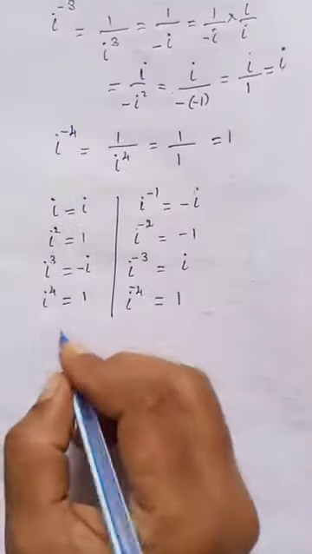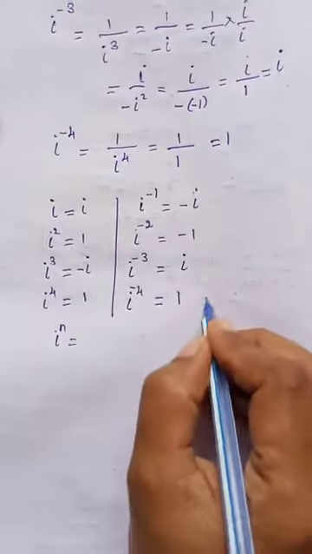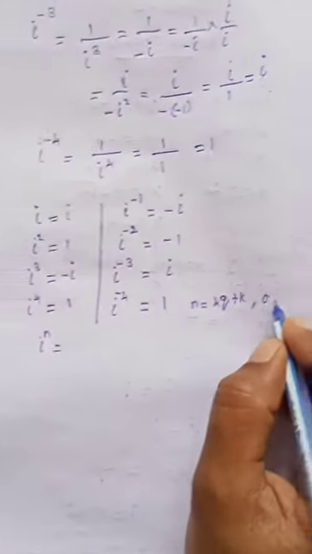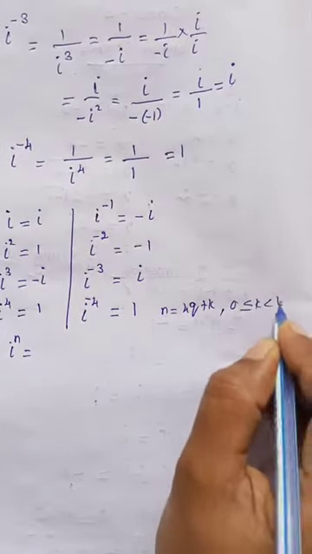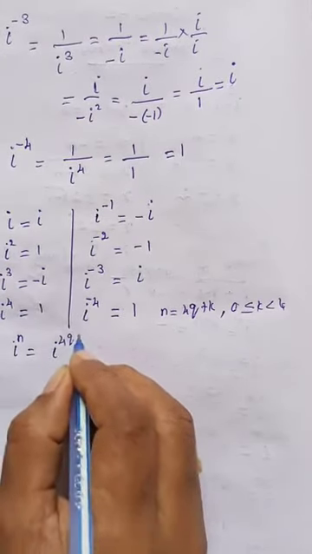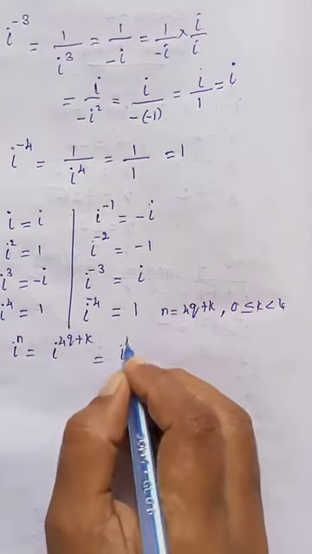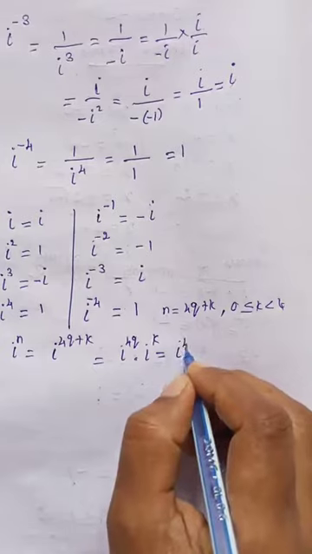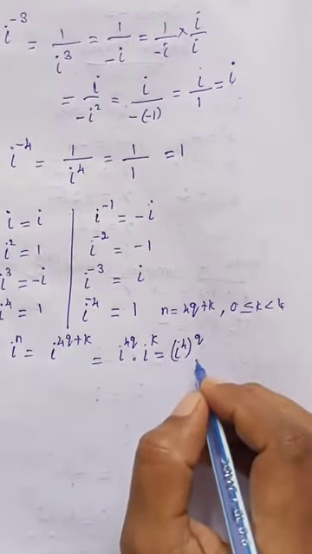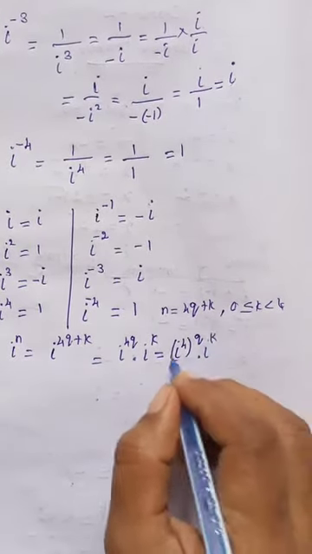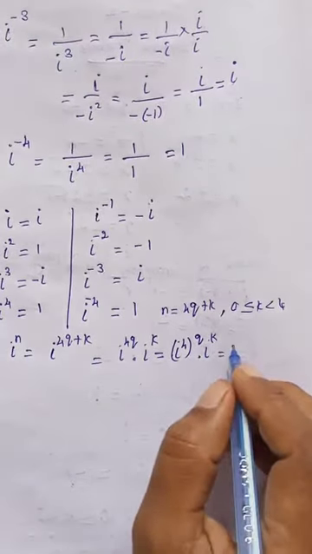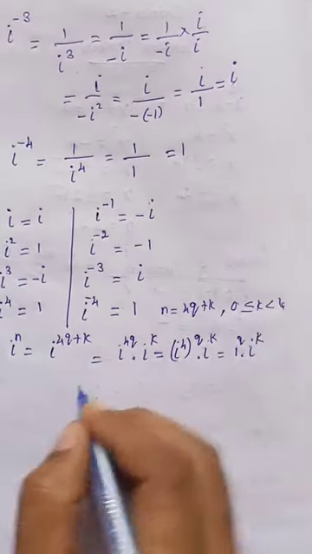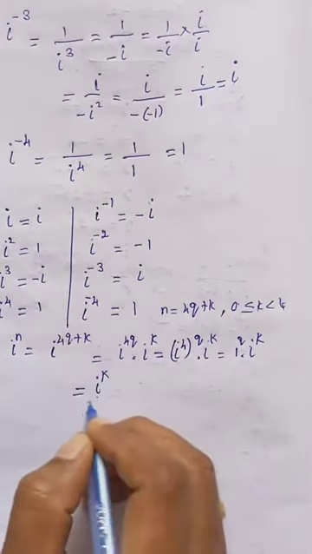See, as I said, i^n, if n is equal to 4q plus k, where k is a remainder, 0 less than or equal to k less than 4, isn't it? So i^(4q+k) is i^(4q) into i^k, that is (i^4)^q into i^k. i^4 is 1, isn't it? 1 power any number is the same, into i^k. So we may get only the i^k value.